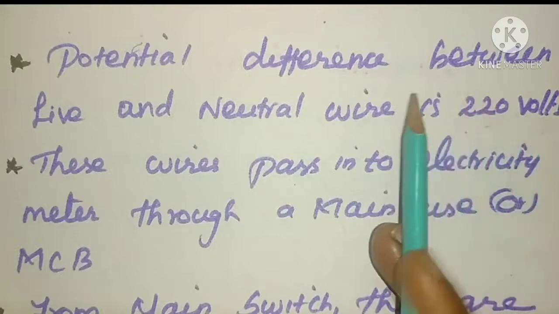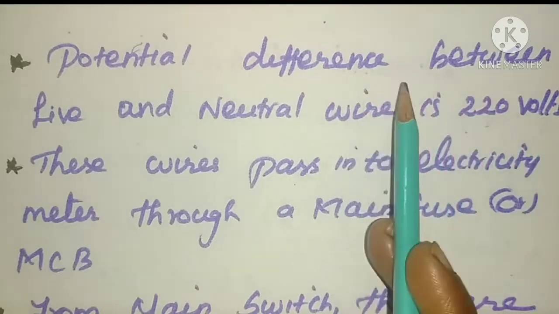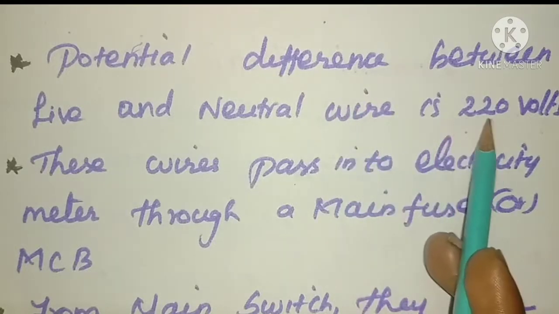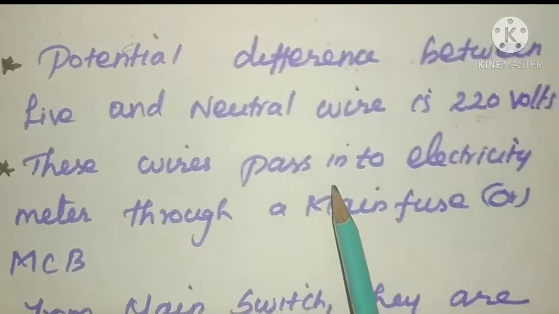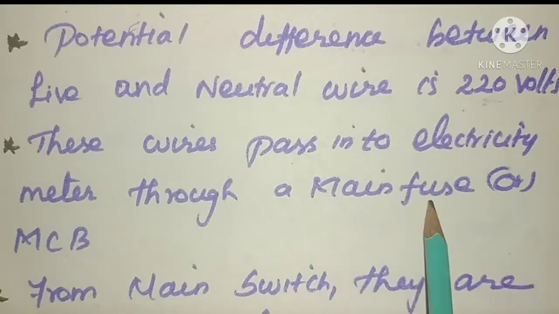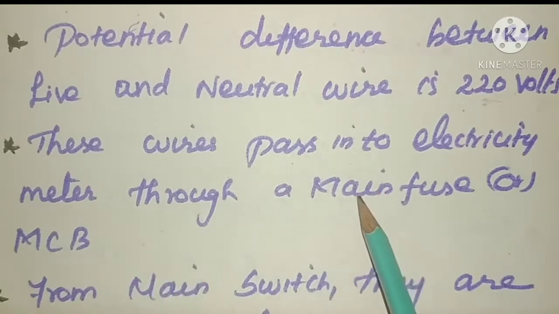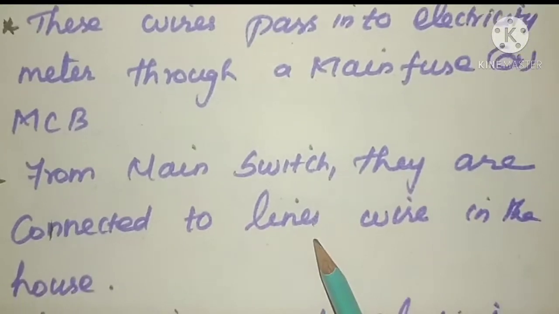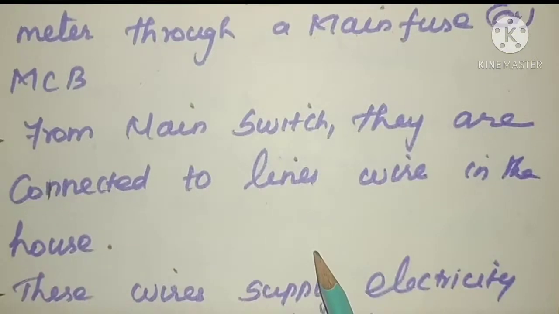So in our country, how much is the potential difference between the live wire and neutral wire for household appliances? 220 volt. Then these wires pass into the electricity meter through a main fuse. Nowadays in our houses we use the MCB, which means miniature circuit breaker, instead of the main fuse. From the main switch they are connected to the line wires in the houses, that is, from the distribution box to the different appliances.